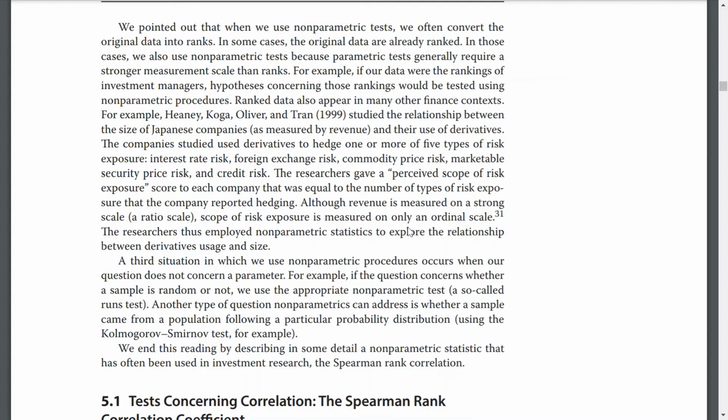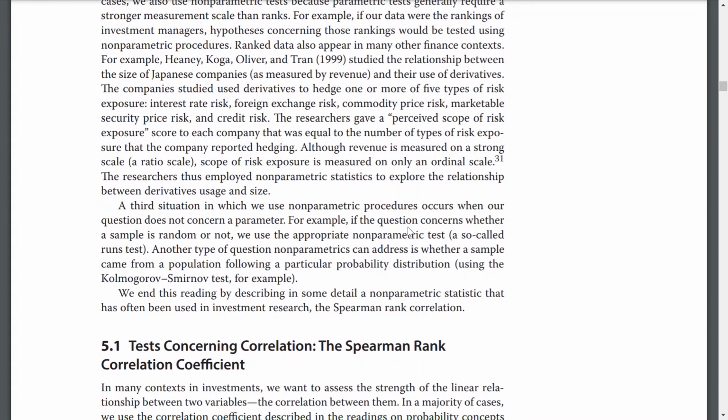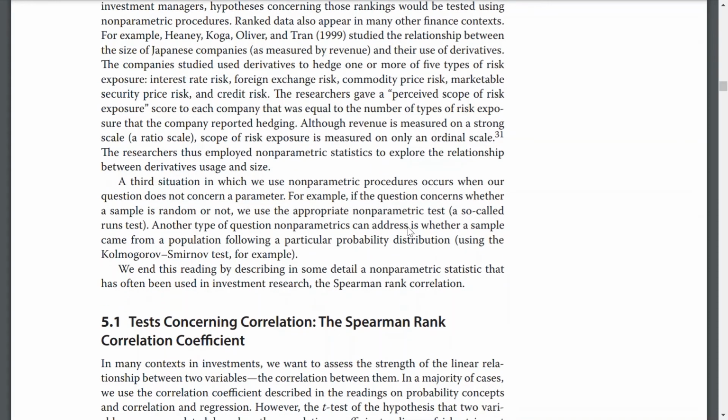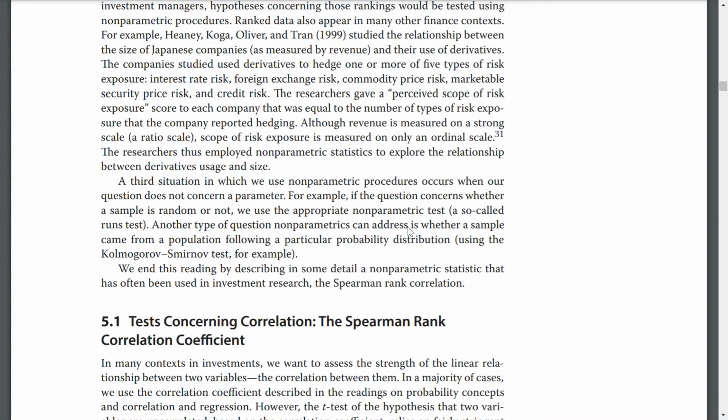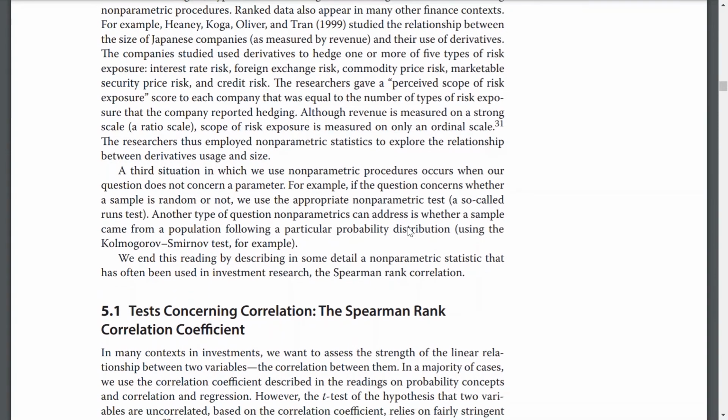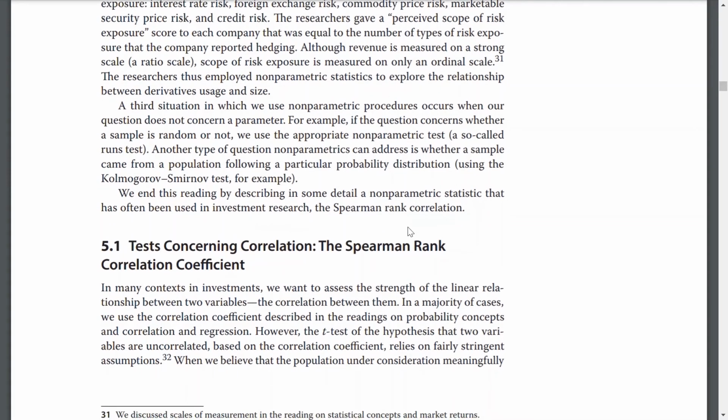The third situation in which we use non-parametric procedures occurs when our question does not concern a parameter. For example, if a question concerns whether a sample is random or not, we use the appropriate non-parametric test, a so-called runs test. Another type of question non-parametrics can address is whether a sample comes from a population following a particular probability distribution, using the Kolmogorov-Smirnov test. We end this reading by describing in some detail a non-parametric statistic that is often used in investment research, the Spearman rank correlation.